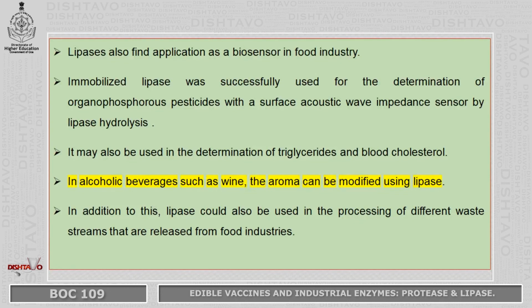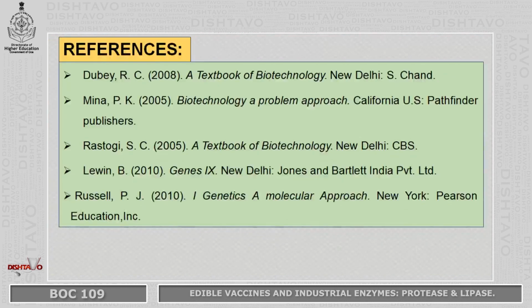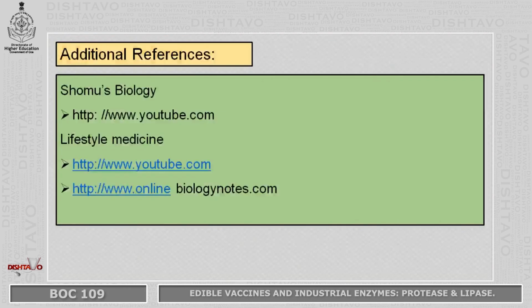In alcoholic beverages such as wines, aroma can be modified using lipase enzymes. In addition to this, lipases could also be used in the processing of different waste streams that are released from the food industries. For additional information, you can refer to these references and some websites.